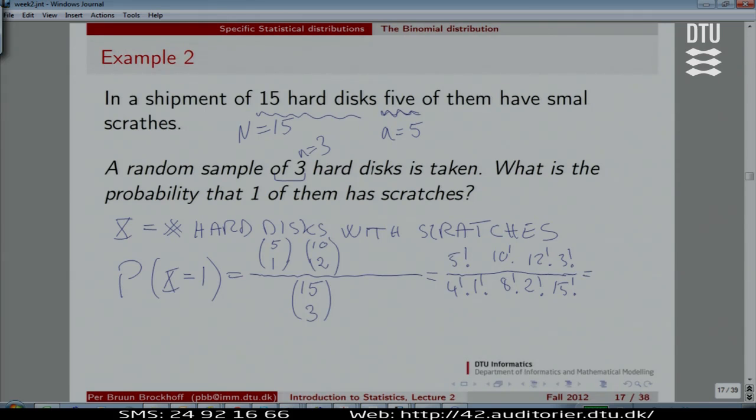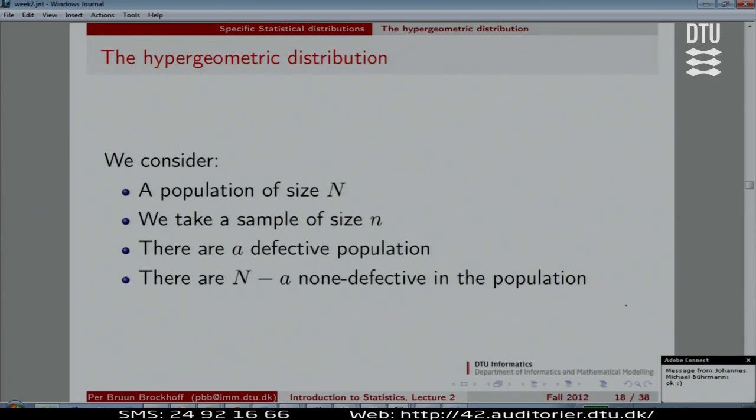I have the number for you. I get the number 45 out of 91 if I did it correctly, which is then 0.4945. Almost 50% chance here to actually find one of them. That was just as an example for playing around with the hypergeometrical distribution.